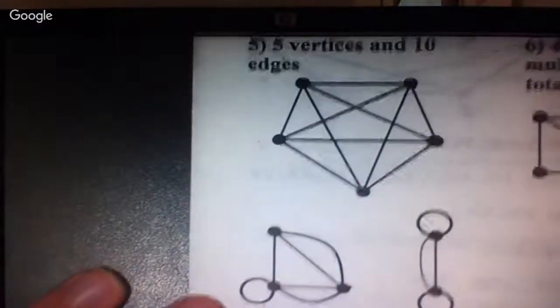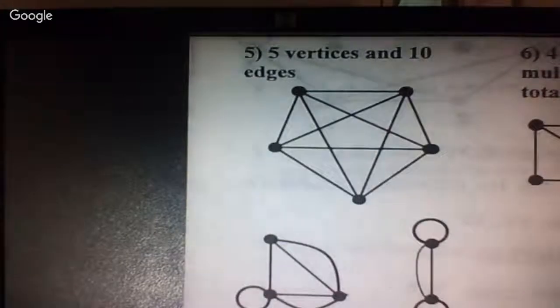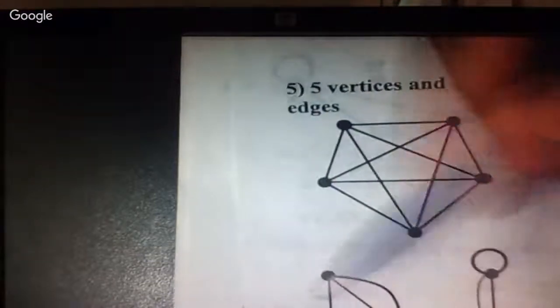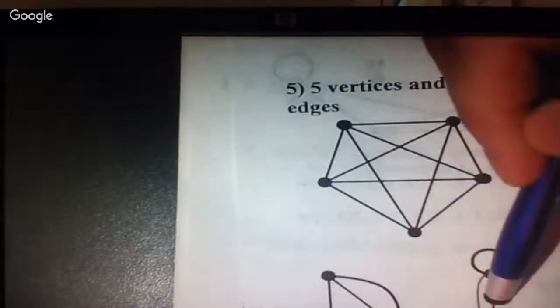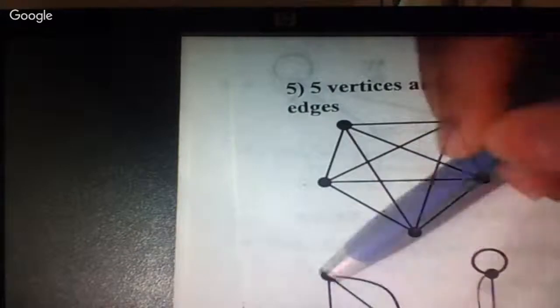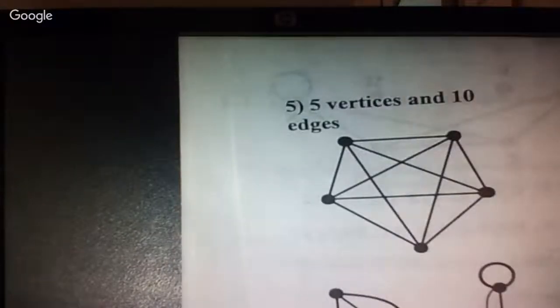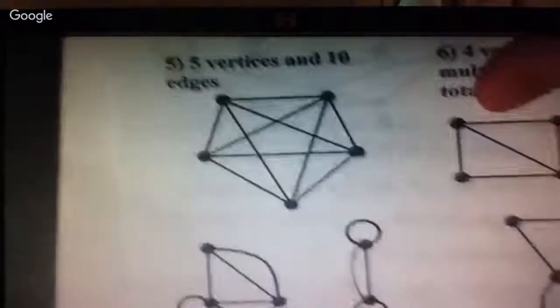This is what I did on my paper. There's 2 sets. This one is 5 vertices and 10 edges. These 2 go together as a disconnected graph, but there's still 5 vertices and 10 edges all together. So you could even draw graphs in separate pieces. It's just called a disconnected graph at that point.